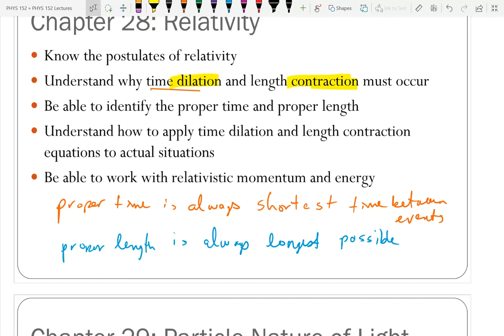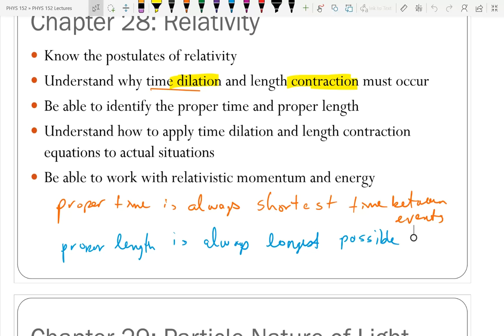Okay, proper length. It's going to be the proper length if the thing you're measuring the distance for is stationary with respect to the measurer. So if you measure the length of a barn and you're standing on Earth, you're going to measure the proper length because the barn's stationary with respect to you. If you're flying by in a spacecraft, you're going to see that barn as contracted.